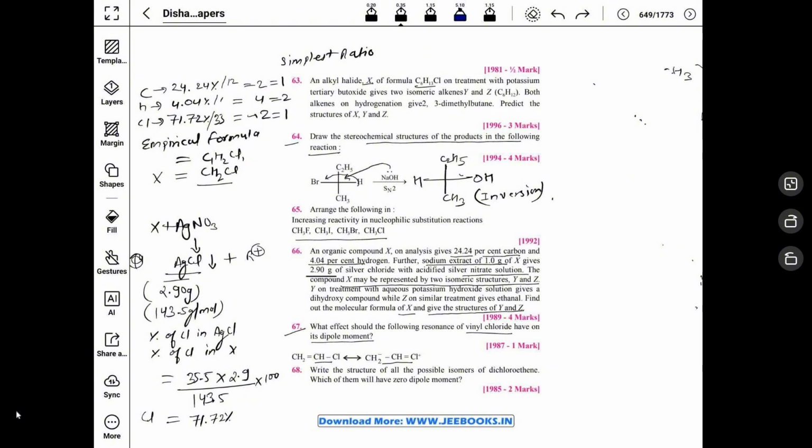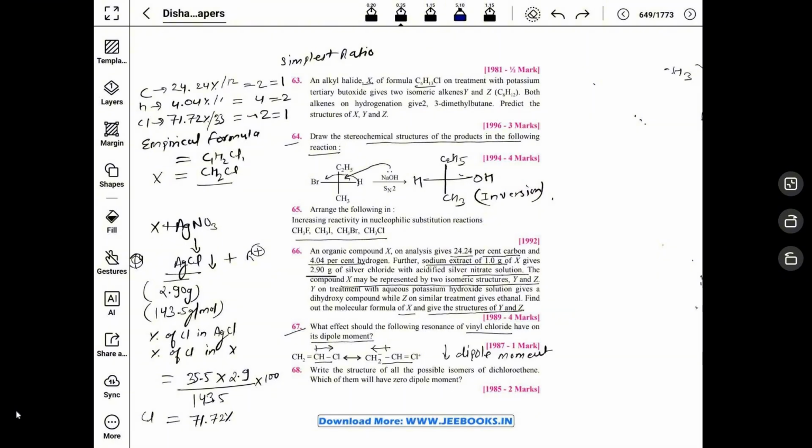Okay, now moving back to the problem. So here you can see that the direction of the dipole moment was this one, from carbon to chloro, but in the resonating structure the dipole moment direction is reversed, and hence the net dipole moment will be less than the expected. Therefore the resonance of vinyl chloride decreases the dipole moment.